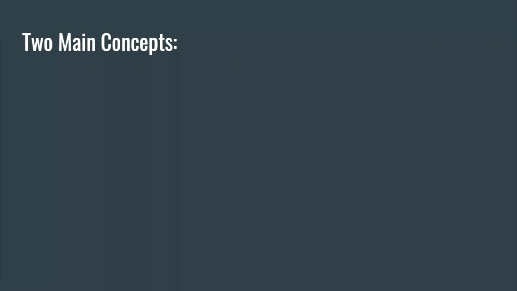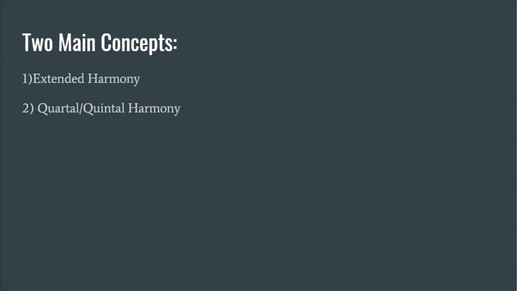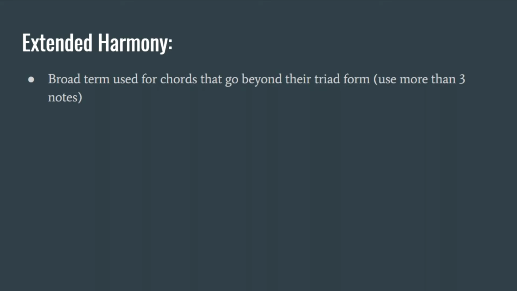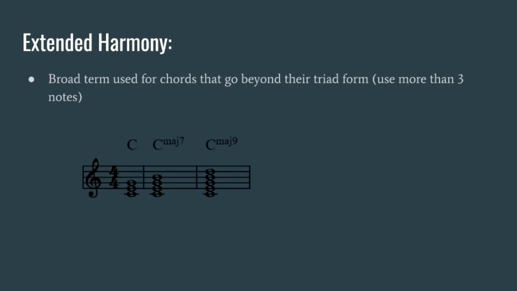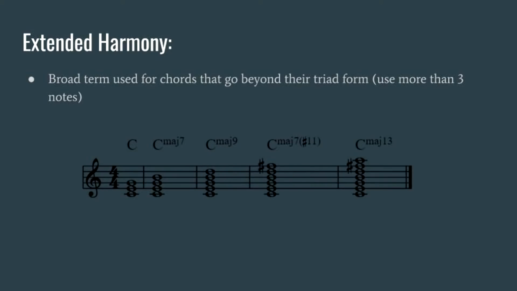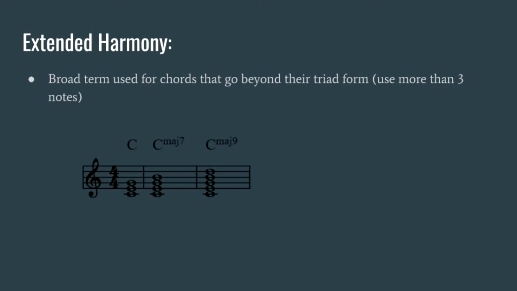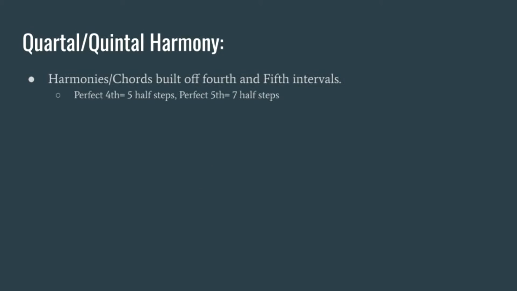The 2 biggest concepts we'll need to keep in mind are extended harmony and quartal/quintal harmony. Extended harmony is a term used broadly to describe chords with more than just 3 notes. You can add a 7th, a 9th, 11th, or even a 13th note into a chord to make the most out of the extended harmonies. Hisaishi tends to use a lot of 7th and 9th chords in his pieces, and in this video we'll be using both.